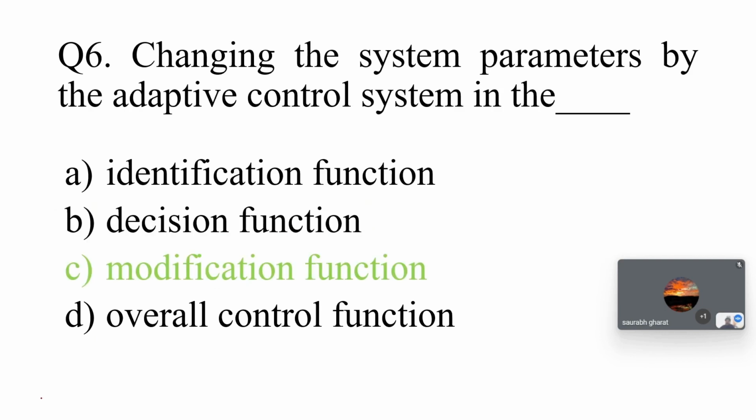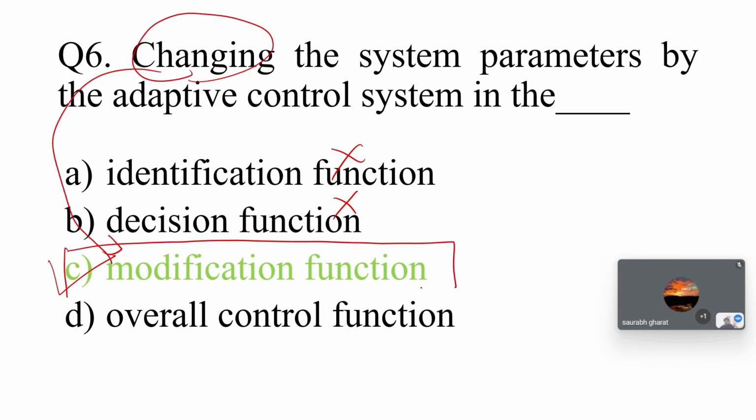Changing the system parameters by the adaptive control system is done by the modification function. Identification is not the one, and decision function is used for decision. For identification I mentioned it there, and modification is only used for changing the parameters. So only this will be your correct answer.